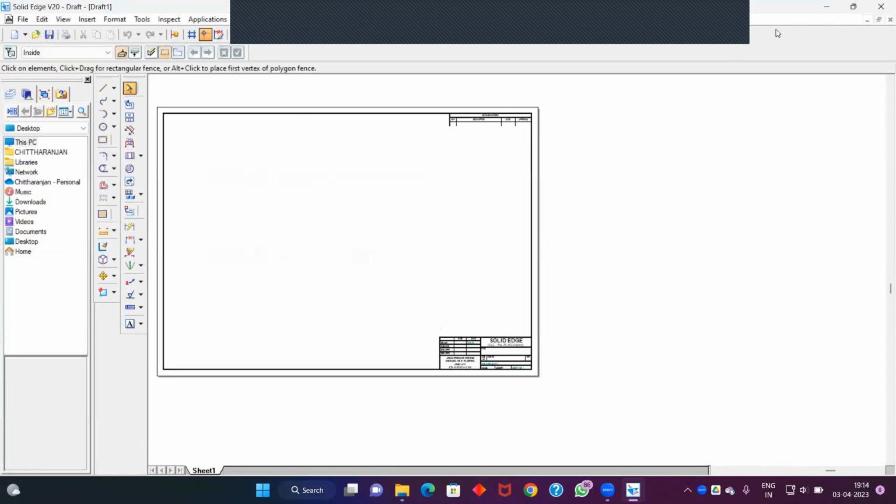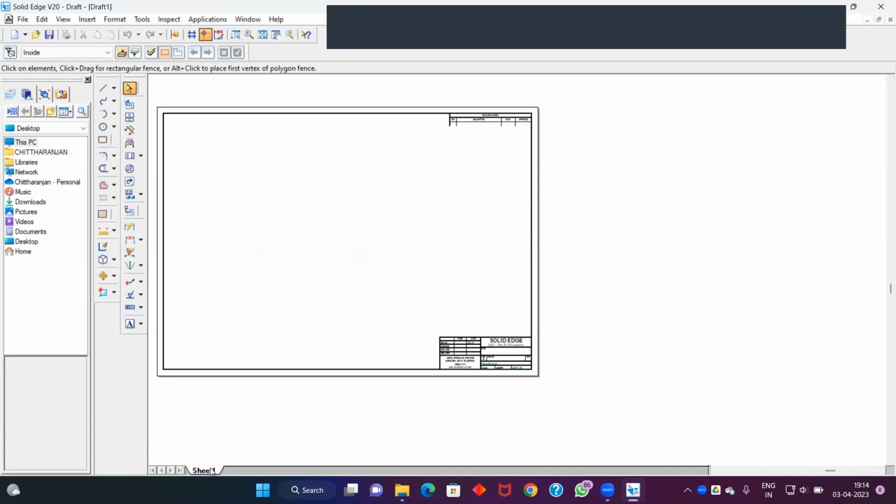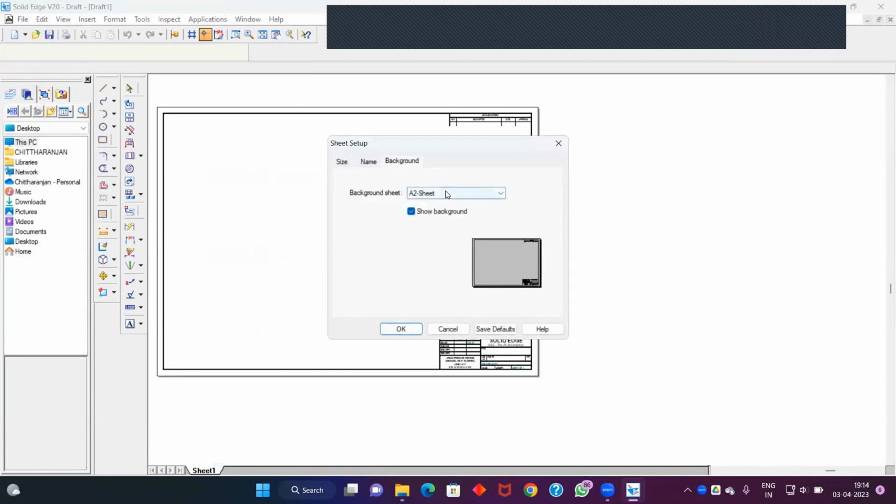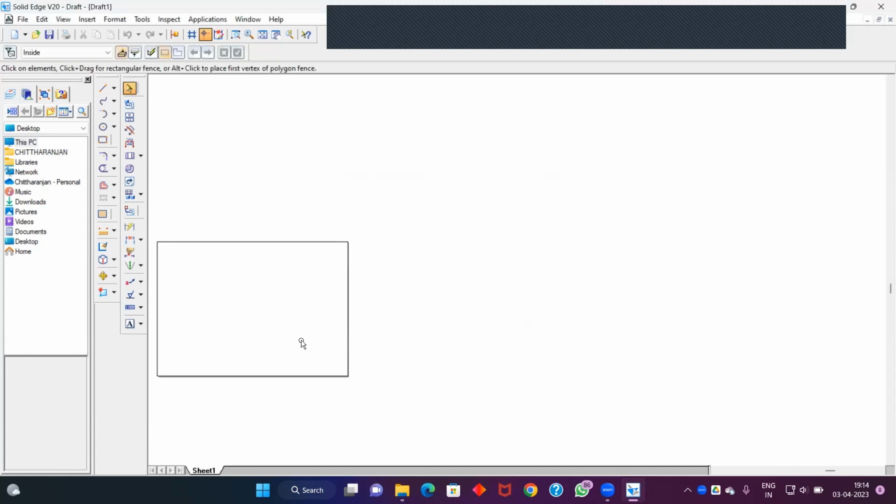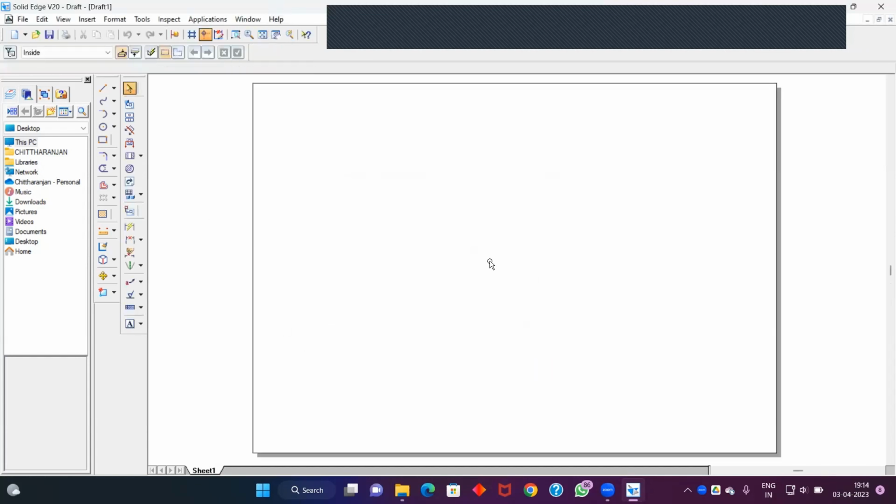Here we have to set up the page. Right click, then Sheet Setup. There we have to give A4 sheets, then untick the show background, then OK or save as default. Then OK. Now fit it.